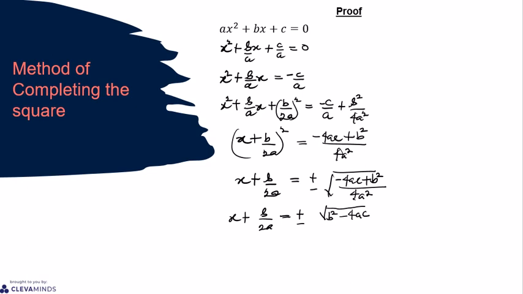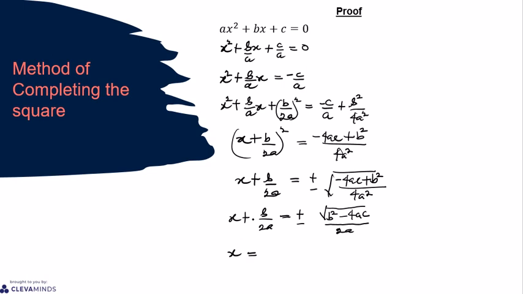Then the denominator, 4a squared, is a perfect square. So you can easily find the square root of a perfect square, which is what? 2a. So that gives you all over 2a. Do you understand? Good. So now, next thing for us is to make x the subject.